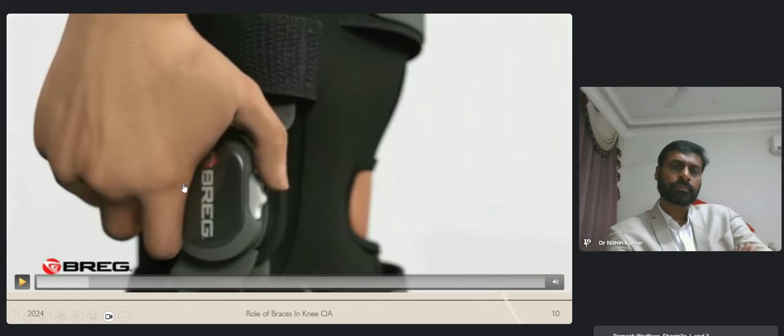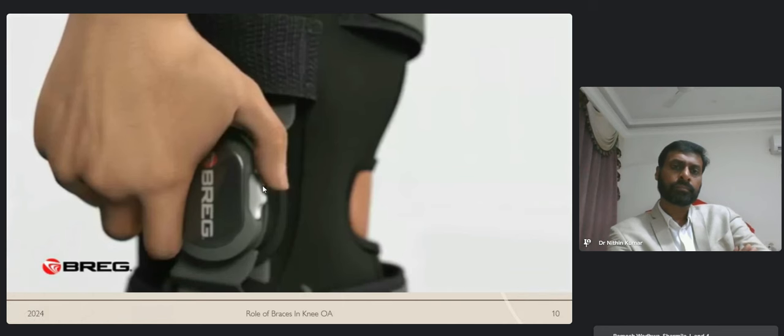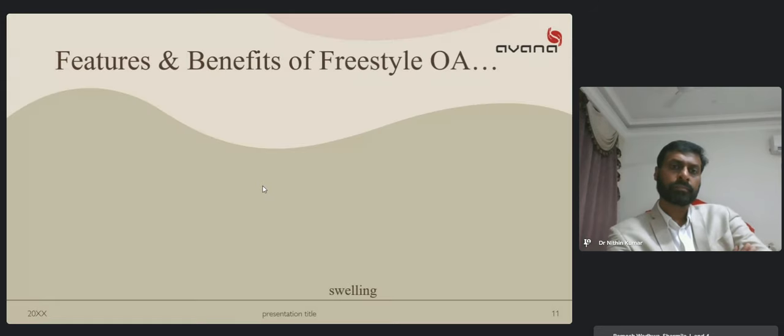You see, this is the mechanism available in the offloading braces. The purpose of this dial is to help transfer the load from the affected to the unaffected side, and the load is evenly distributed across the joint. So further damage will not happen to the joint.